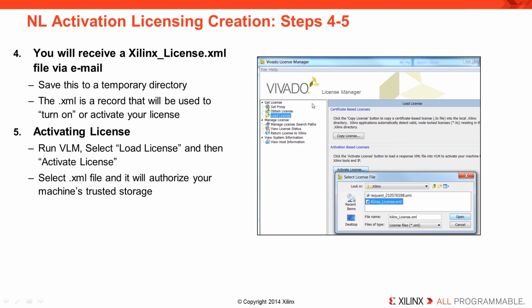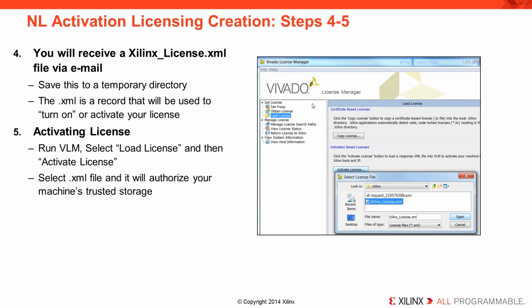Or actually step 5, because in step 4 you need to go to your email client and extract the XML file that came in the license email from Xilinx's licensing site. Now check your junk mail directory, because sometimes they end up going there, and you need to take that XML file and save it to a temporary directory. This XML file is not actually the license itself, it's a record that will be used to turn on or activate your license in trusted storage. And then step 5, you'll actually load that XML file, that license record, into trusted storage.